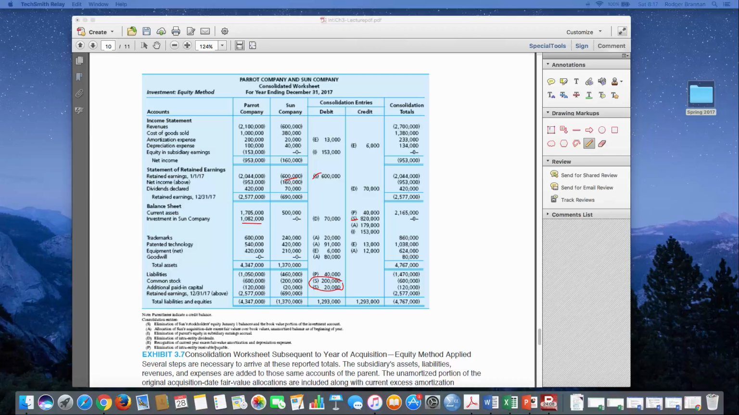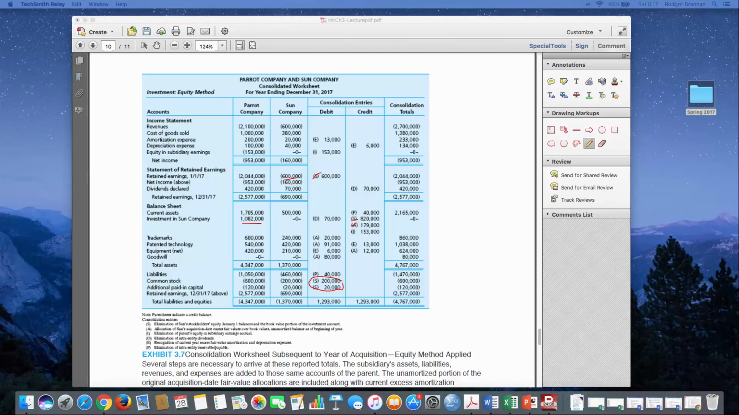All right, now A is going to be a little different. This is adjusting for, or eliminating, the adjustments that were made for the fair market value of the assets that were acquired. And the important thing is, what you're going to be adjusting is going back to what the book values were at the beginning of the year.